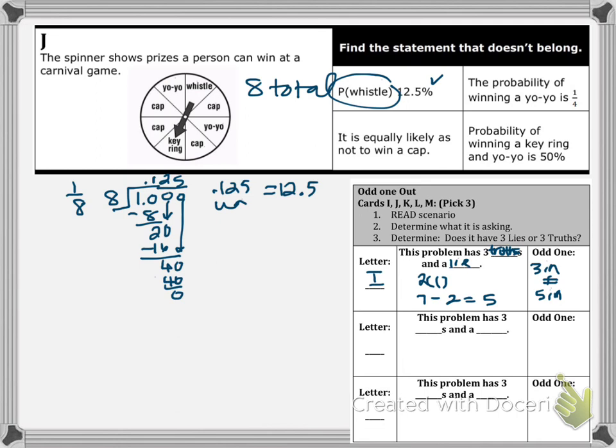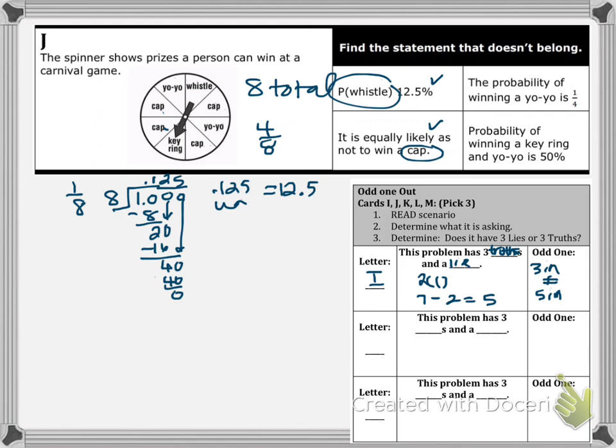It is equally likely as not to win a cap. So to win a cap is 1, 2, 3, 4. So to win a cap is 4 out of 8. So it's half, you have 50% chance to win it and 50% chance to lose it. So that is true. So now we're looking for a lie again.